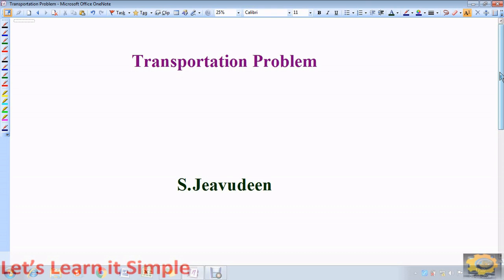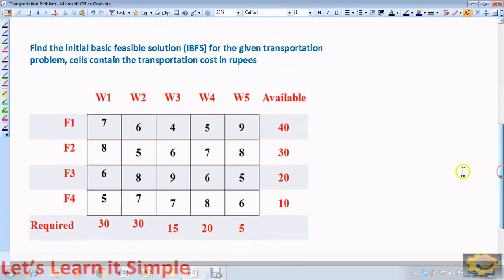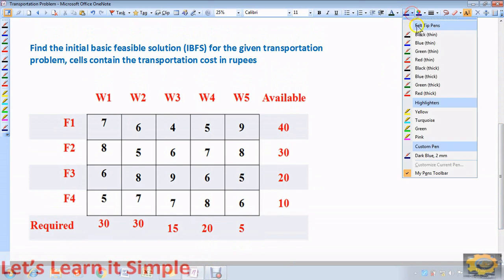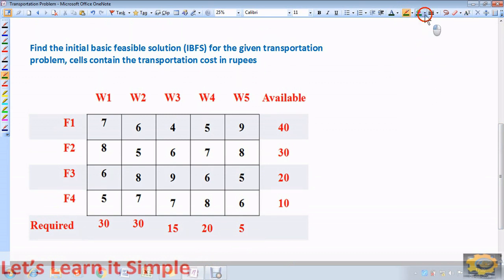In this video, we are going to see what a transportation problem is, its structure, then how to get the IBFS, that is, the initial basic feasible solution for a transportation problem. Regarding the optimality for the transportation problem, we'll see that in the next video. Okay, so this is a typical transportation problem. Now the question is we need to find the IBFS, initial basic feasible solution, for the given transportation problem. So the IBFS stands for initial basic feasible solution.